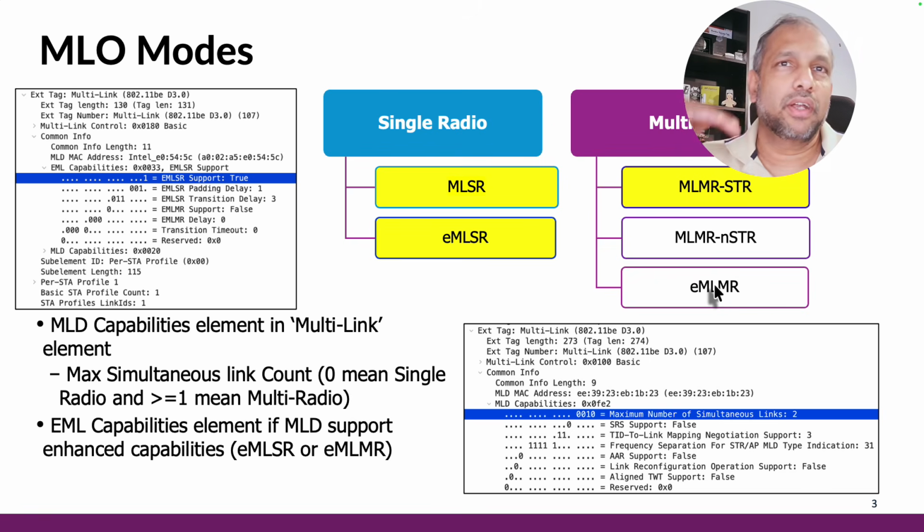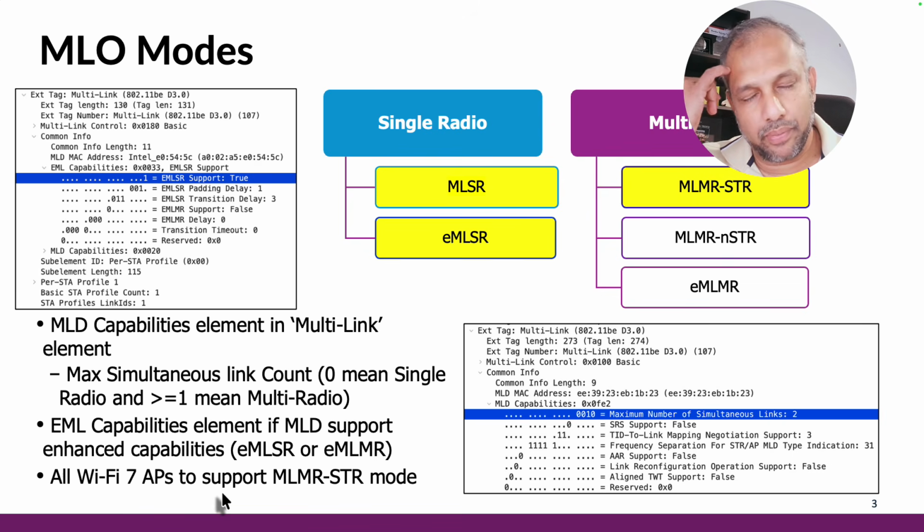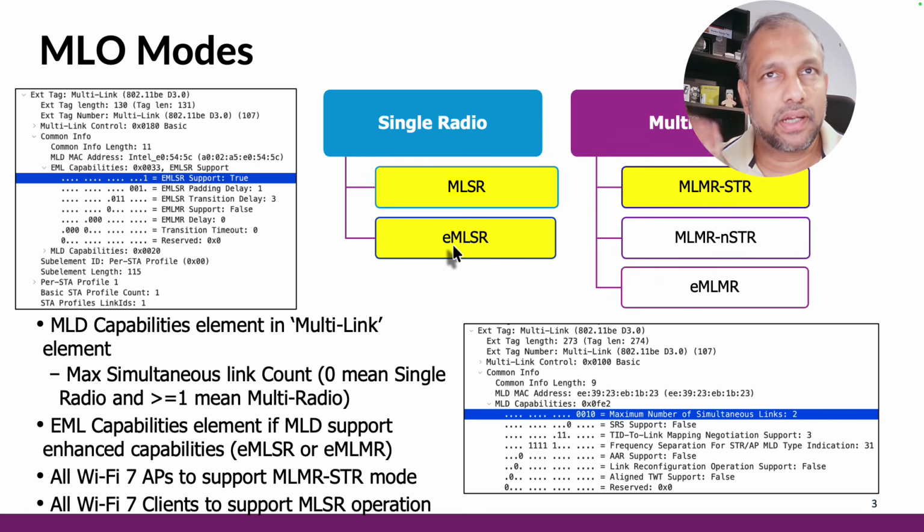Now from the access point point of view, all Wi-Fi 7 access points, if they are certified by the Wi-Fi Alliance, they check whether the access points support MLMR and STR. From the client devices point of view, it is mandatory to support MLSR mode, that means multi-link single radio. If the client is an advanced client, he can support enhanced capability as well.